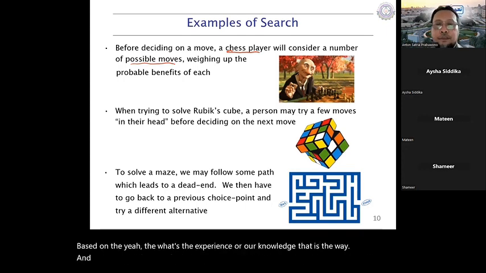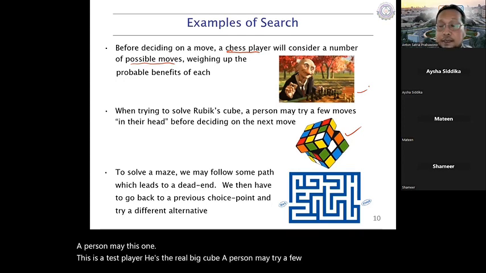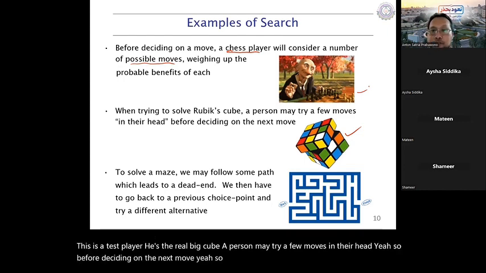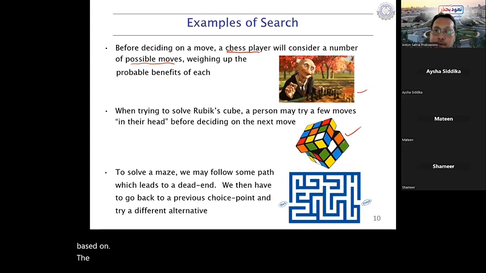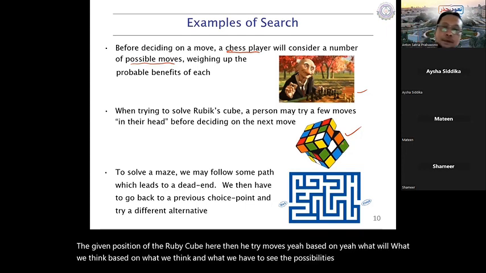And when trying to solve the Rubik's cube, a person may try a few moves in their head before deciding on the next move. So we find the possibilities based on the given position of the Rubik's cube. Then we try moves based on what we think, then we have to see the possibilities and find the way to move.